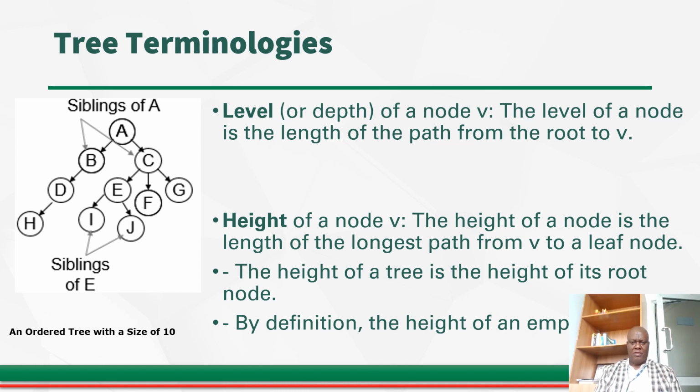Level or depth of a node. The level of a node is the length of the path from the root to the vertex. Height of a node, V. V here refers to the vertex, that is the node we are talking about. The height of a node is the length of the longest path from V to a leaf node. The height of a tree is the height of its root node. So by definition, the height of an empty tree is -1.